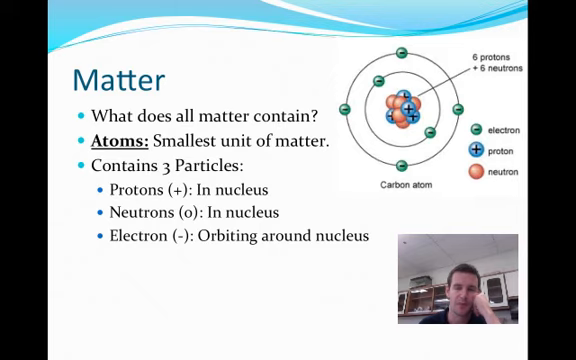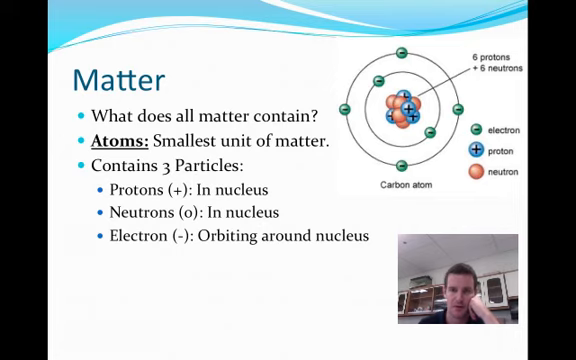So first off, let's remember that all compounds are matter. All right, and remember that matter is anything that takes up space and has mass. Okay, so if we looked really, really close into matter, if we got down to the smallest unit of matter, what we'd see is an atom.